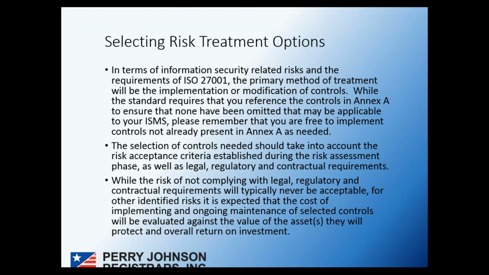In terms of information security related risks and the requirements of the standard, the primary method of treatment will be the implementation or modification of controls. While the standard requires that you reference the controls in Annex A to ensure that none have been omitted that may be applicable to your system, please remember that you are free to implement controls not already present in Annex A as needed. When selecting controls, you should take into account the risk acceptance criteria established during the risk assessment phase, as well as applicable legal, regulatory, and contractual requirements.